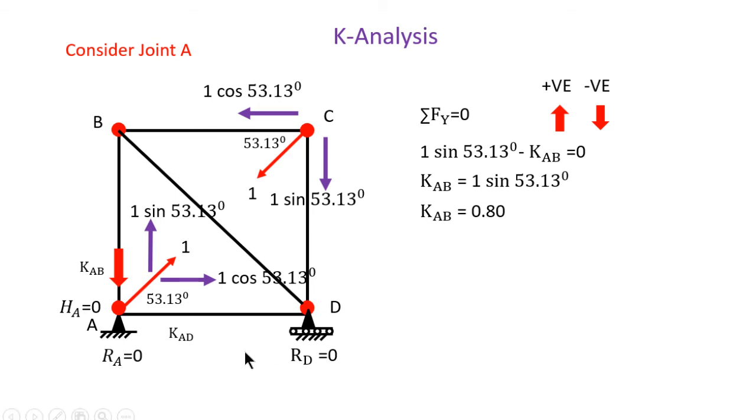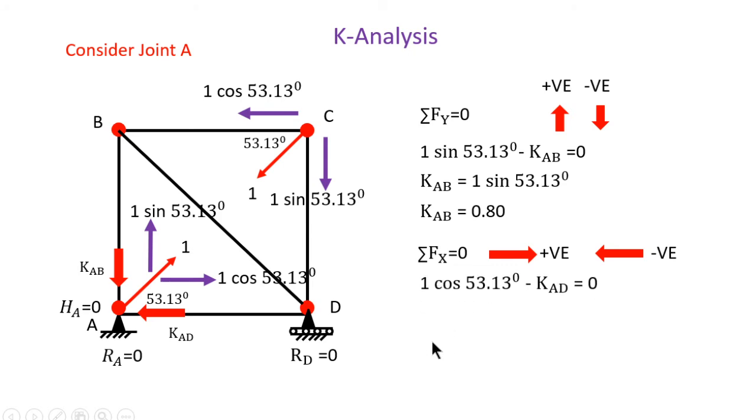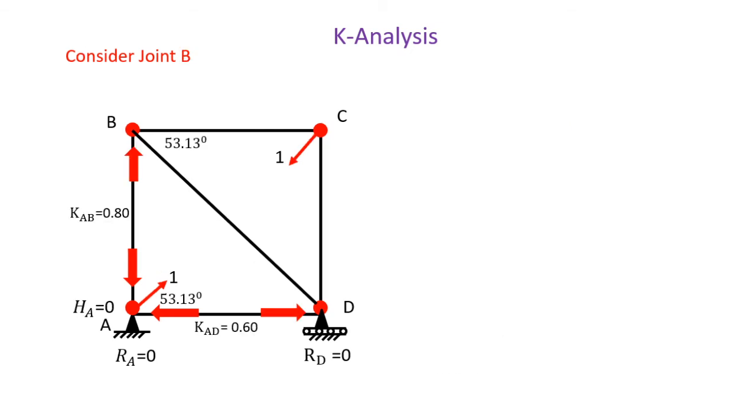Then next the force is KAD here, and assume the direction of KAD is towards the left. So now apply the sigma Fx condition. Towards right is a plus and towards left is a minus. So this 1 cos 53.13 is towards the right, that is why it is a plus, and KAD is toward the left, that is why this is a minus. So from this we got KAD is equal to 1 cos 53.13. So KAD is equal to 0.6. Then we consider the joint B here.